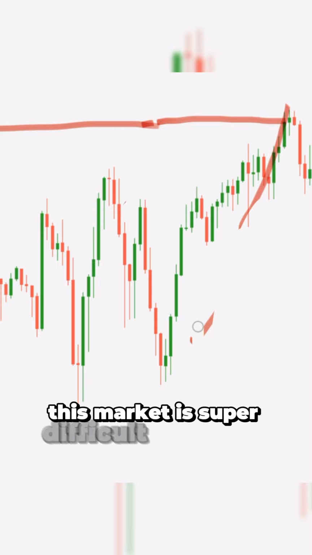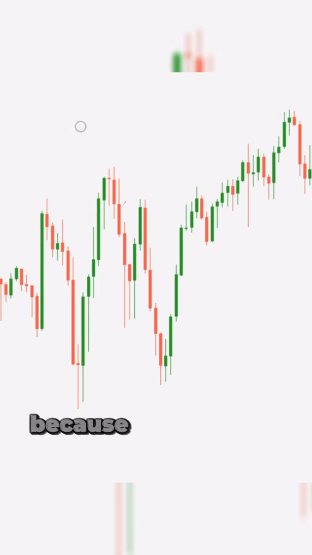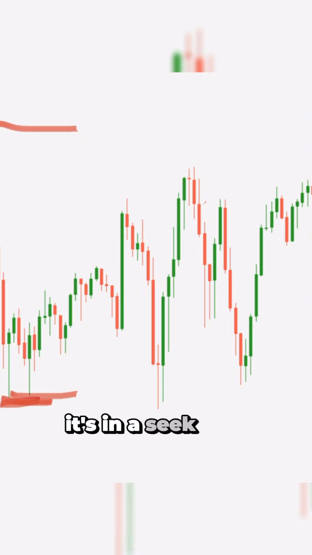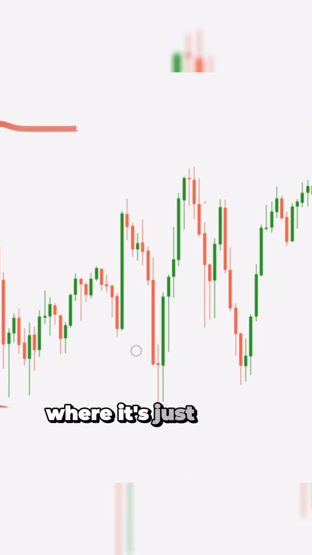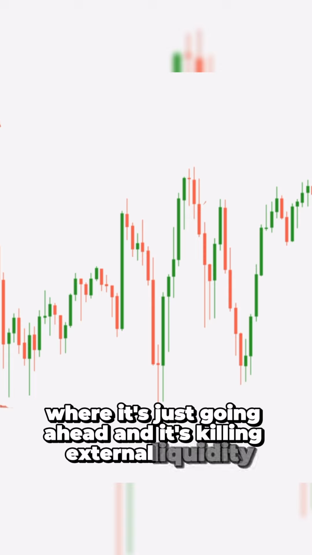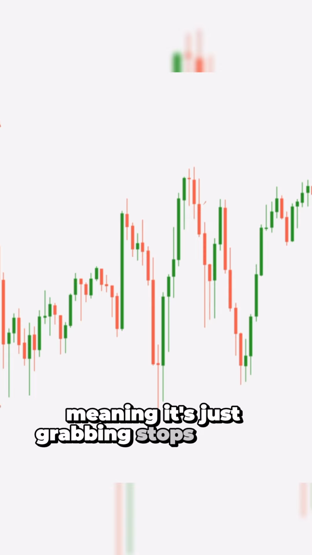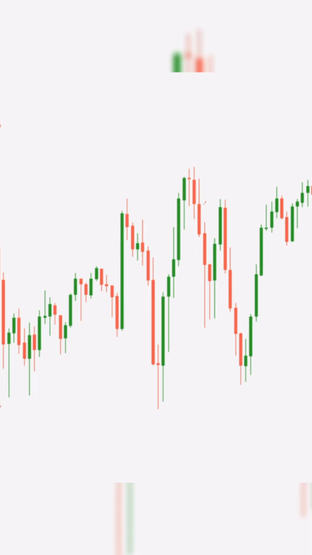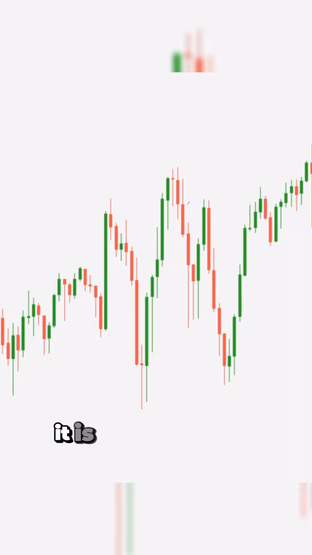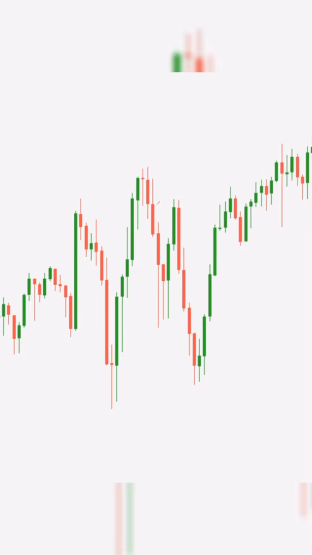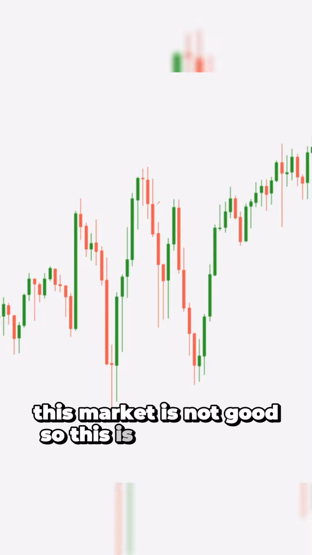This market is super difficult to actually trade in because of the kind of profile it's in. It's in a seek and destroy, obviously, where it's just going ahead and killing external liquidity, meaning it's just grabbing stops for the most part, and it's not going anywhere fast. It is taking its time, and when it doesn't intend to go beyond that point, this market is not good. So this is a 5 minute chart.